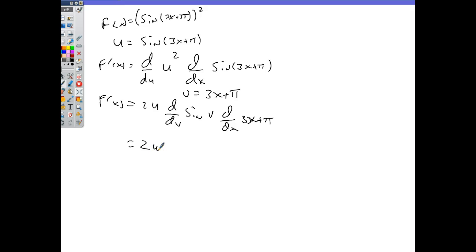2u, what's the derivative of sine v? It is cosine v. What's the derivative of 3x plus pi? 3. Excellent. A lot of people want to mess with pi. That pi has nothing to do with that problem. So then I throw things out in front. I get 6. What's u? Sine 3x plus pi. Cosine. What's v? 3x plus pi. And I'm done.